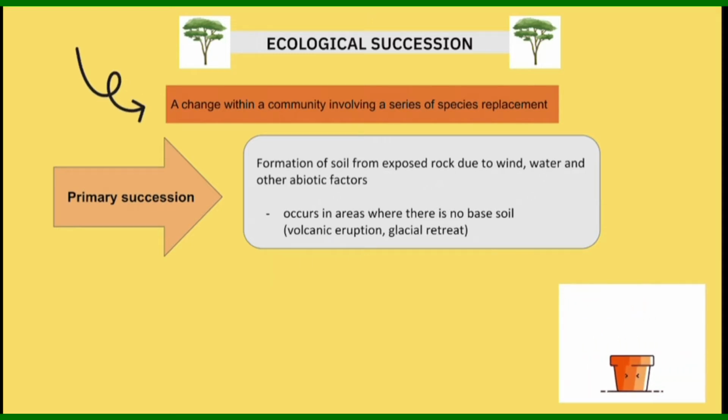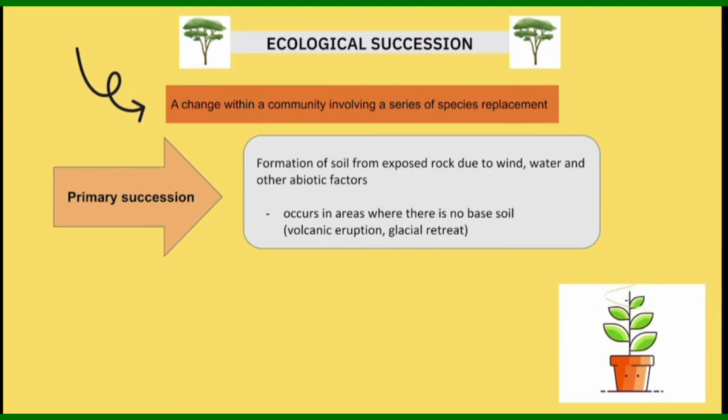Okay, now I'm going to talk about ecological succession. So what is actually ecological succession? It is a change within a community involving a series of species replacement. You can see ecological succession can be divided into 2 parts: the first one is primary succession and the second one is secondary succession.